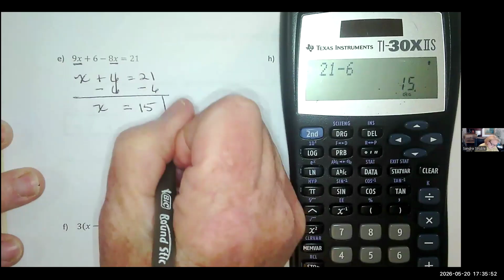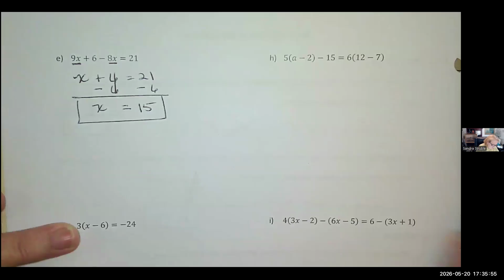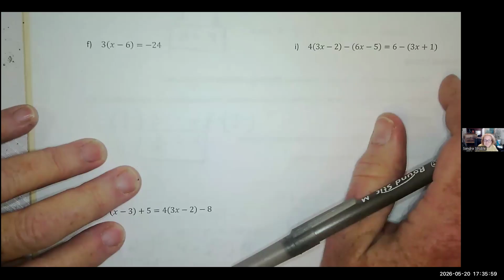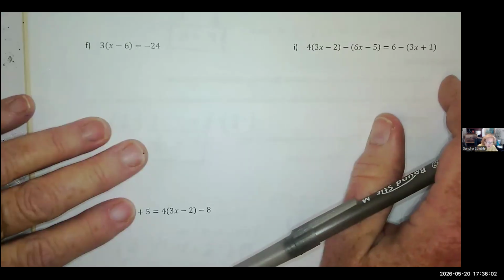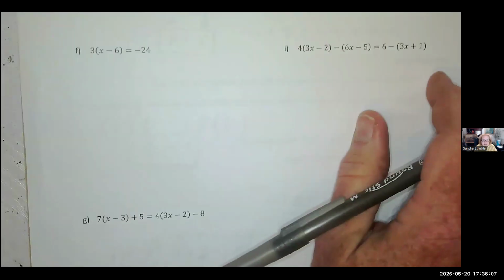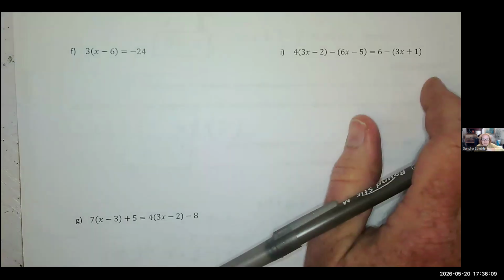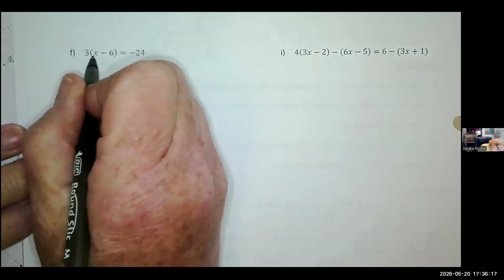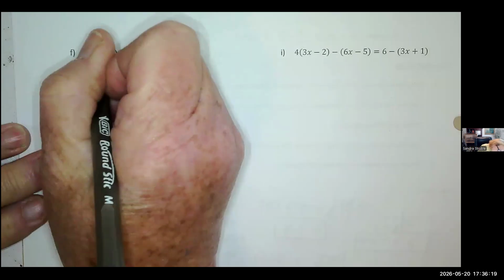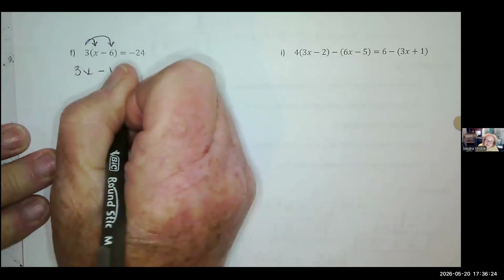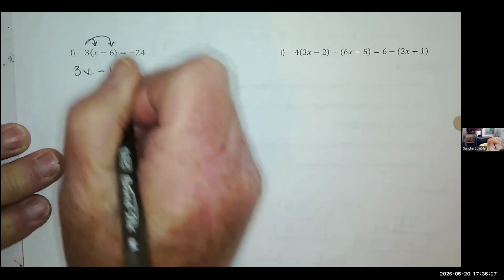All right, come on down to F. Again, there's two different ways to do this. And honestly, you should know about both. The first one you definitely need to understand is as soon as I see this, I automatically think, oh, we need to distribute. We need to distribute that because this 3 is multiplied to x minus 6. So we need to multiply 3 times x and 3 times negative 6. 3 times x is 3x. 3 times negative 6 is negative 18. Bring down the negative 24.